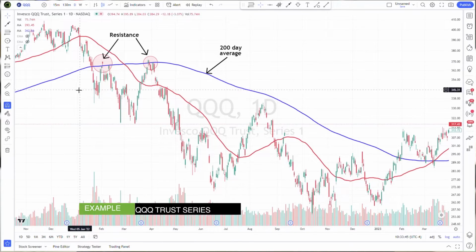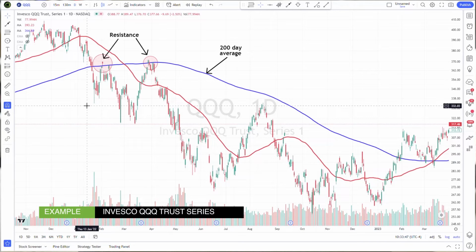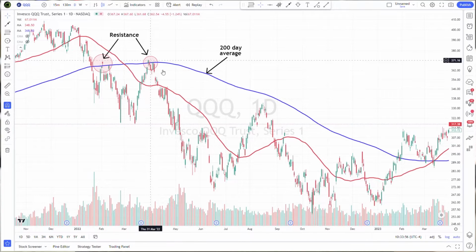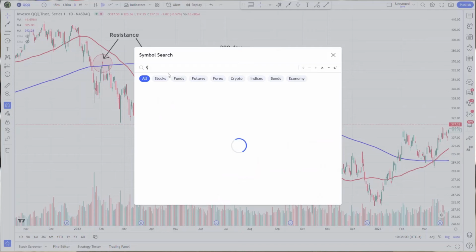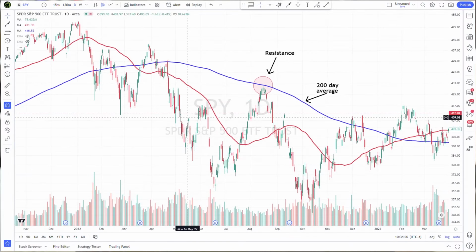First off, let's take a look at support and resistance. If you take a look at the QQQ, which is the NASDAQ 100, in its bear market of 2022, you can see these really strong rallies that hit major overhead resistance at the 200-day moving average in March of 2022. If you take a look here at the S&P 500, you can also see in August of 2022 on that rally, it hit major resistance.